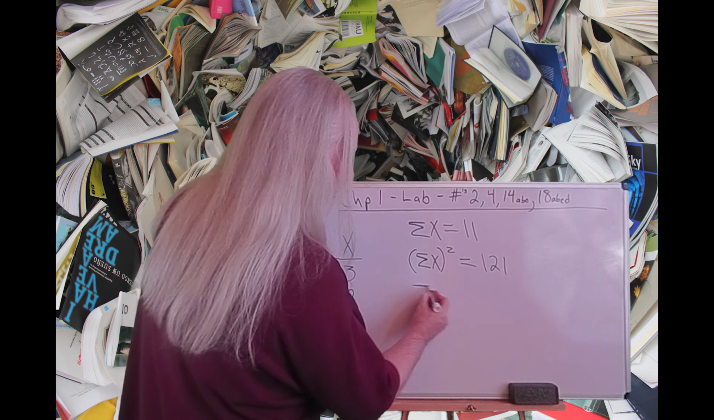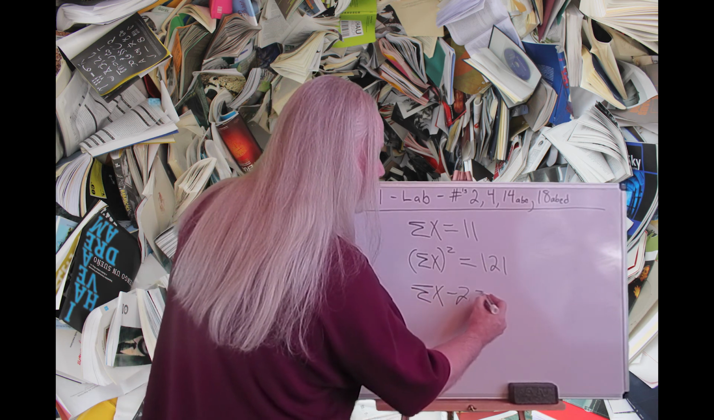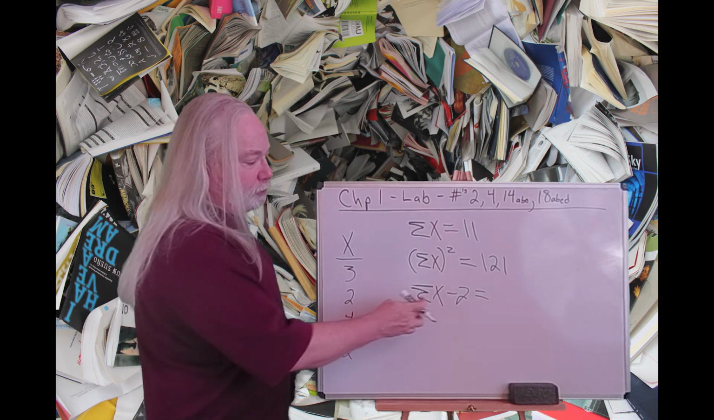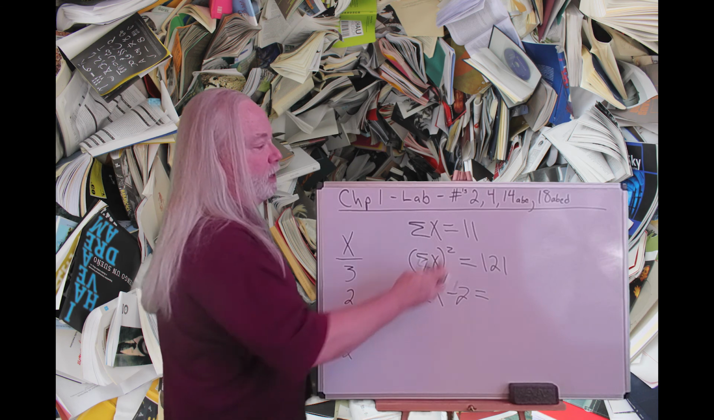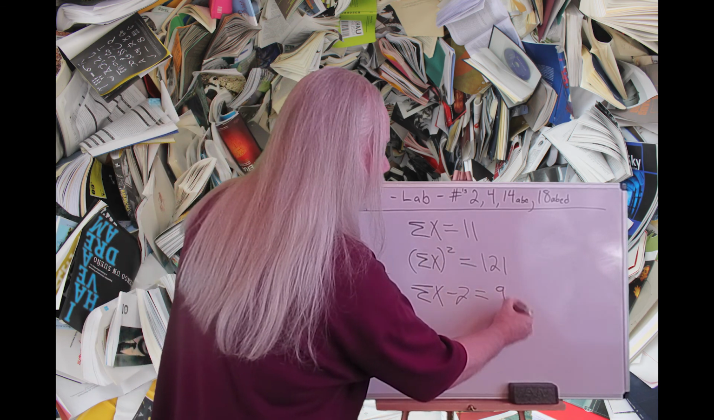18C says to get the summation of all the raw scores for the variable x, and then subtract 2 from that summation. So summing up all the raw scores for variable x again gives us 11. 11 minus 2 is 9.